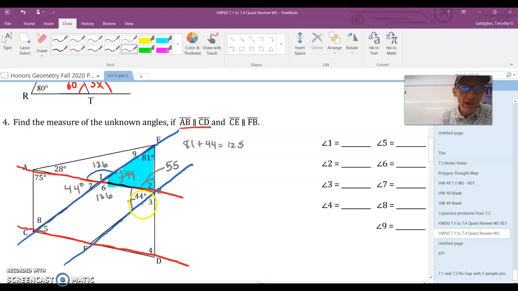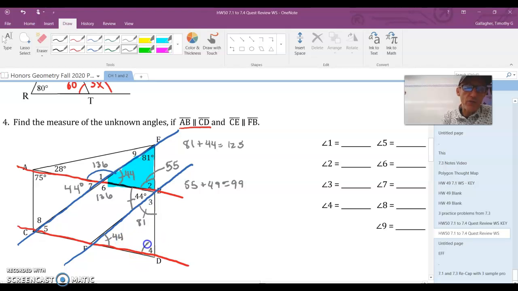Now angle 3 is right here. And angle 3 is not too bad because 55 plus 44, which is this angle here, that's 99. And so 99 taken away from 180 is 81. So that gives me 81 for angle 3. Now, angle 3 is taken care of. Now, what about angle 4 down here? Oh boy, that's a tricky one. Well, we've got to figure out what this angle is before we do that. And this angle is 44 because of the alternate interior angles.